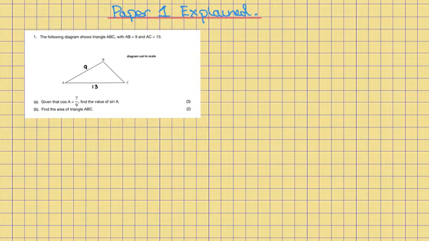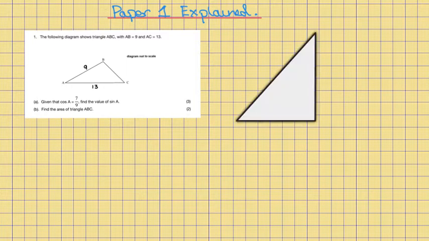If we drop a perpendicular from angle B to line AC, we will get a perfect right-angled triangle. So the triangle is ABD. We know that AB is equal to 9. We know that AC is equal to 7. So we can find BC using Pythagoras.